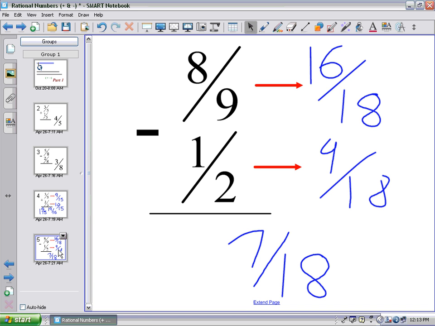And ladies and gentlemen, this is how I add and subtract fractions, whether they have the same denominators or different denominators. I hope you found this both helpful and informative.